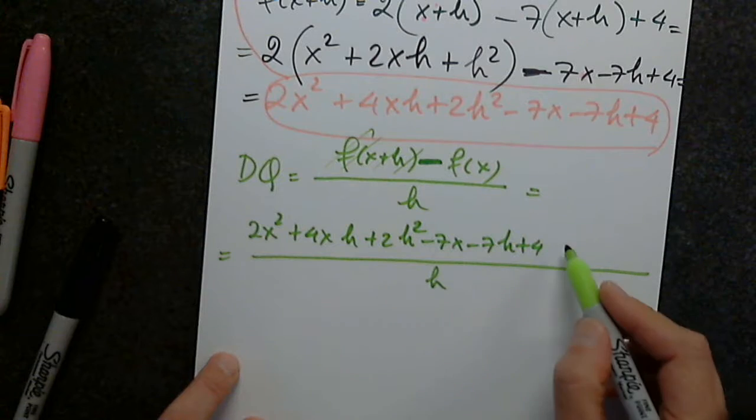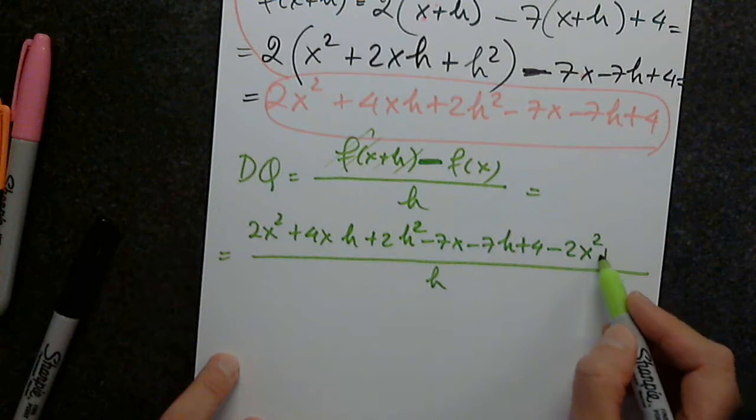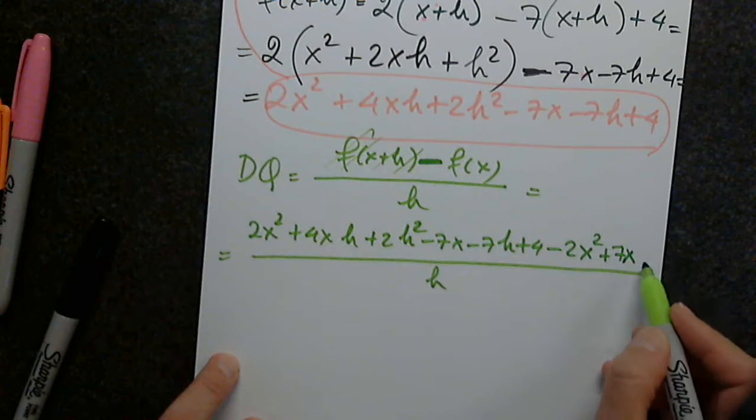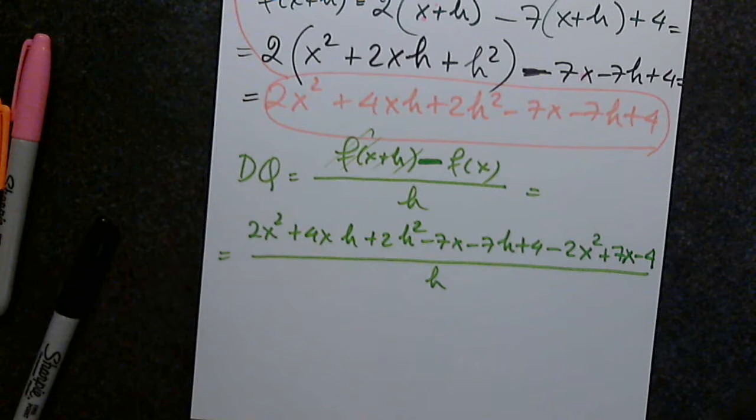So what will that be? Minus 2x squared plus 7x minus 4. I cannot just distribute toward the first term. So the function was 2x squared minus 7x plus 4, and now it's minus 2x squared plus 7x minus 4. Okay, we get to cross a lot of things out.